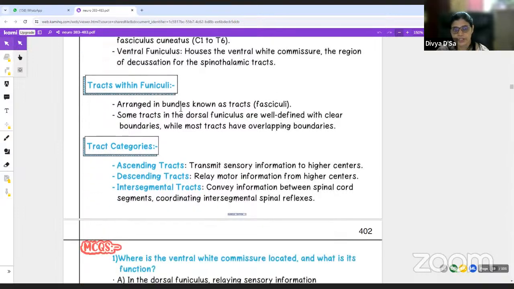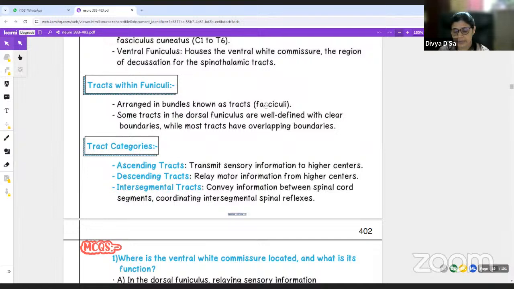Then within the funiculi, which are the tracts now? So tracts and fasciculi or funiculus all mean the same only. Okay, this is in the central nervous system. Only outside the central nervous system, we call it the peripheral nerve. So here the tracts are well defined with clear boundaries, and only a few of them will have overlapping boundaries. Most of them will have overlapping boundaries.